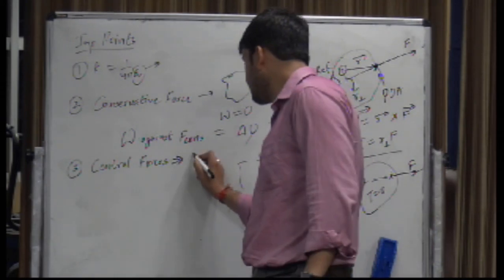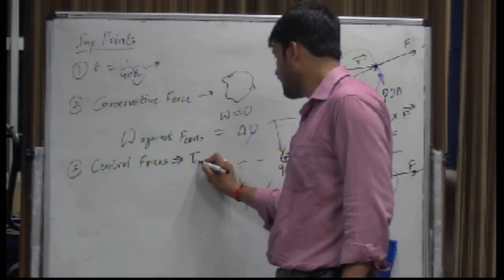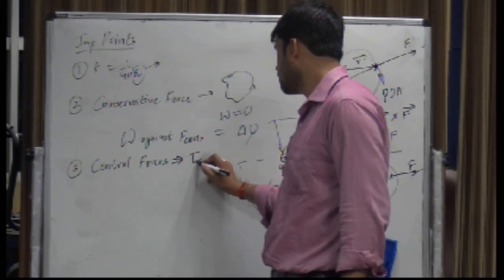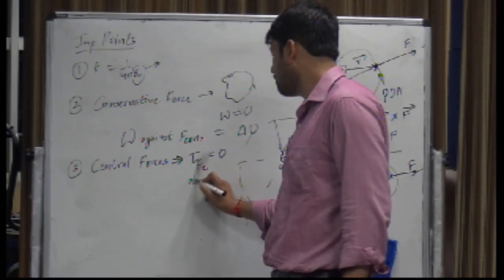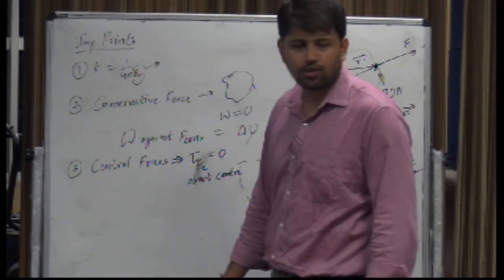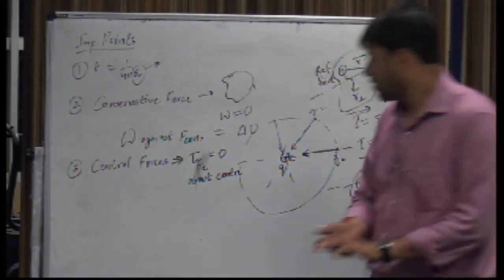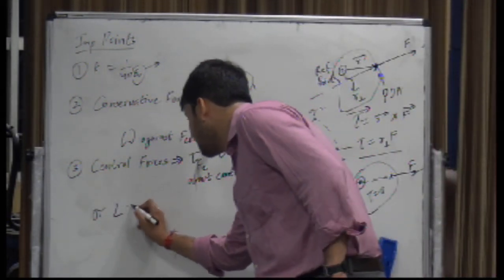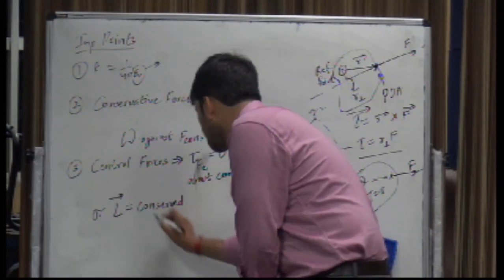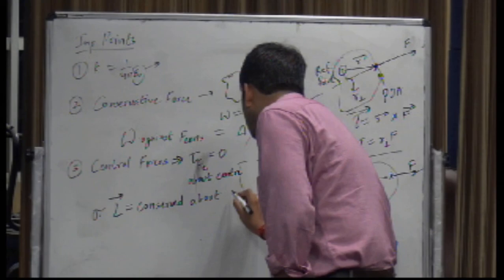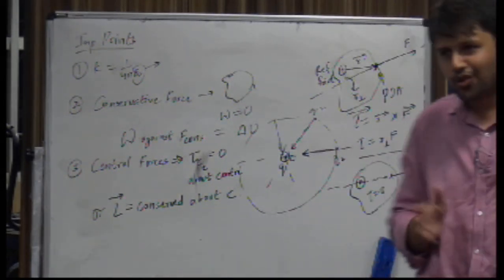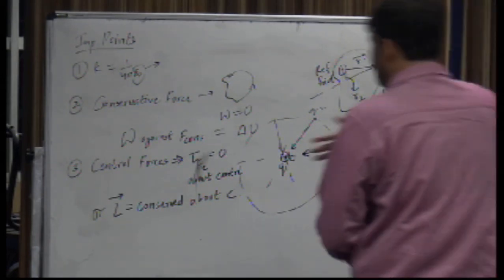A force which passes through a center, it means about this center the torque would always be 0. So what I mean to say is torque because of electric force is always 0 about the center, and when torque is 0, angular momentum is conserved, which means angular momentum is conserved about C.